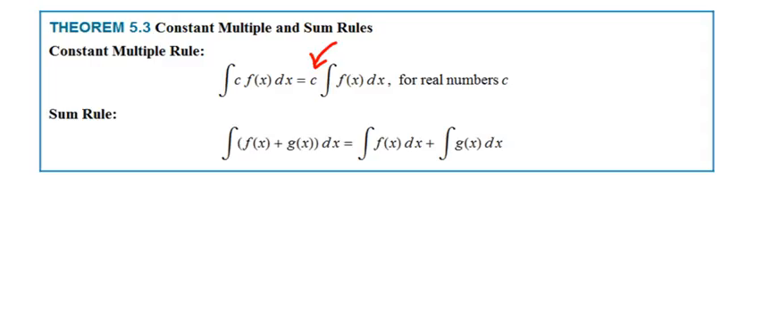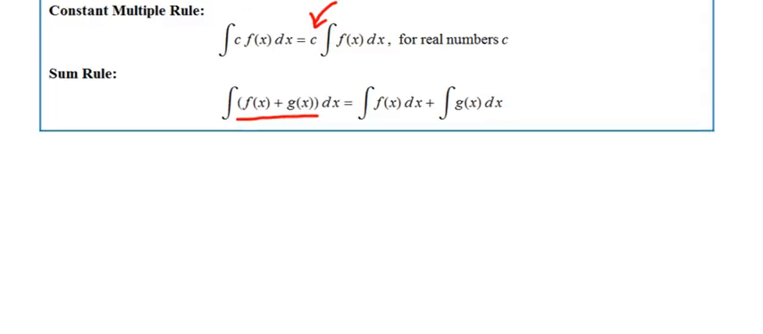The sum rule is that if we're given two different functions, adding or subtracting, we can separate them and take the integral of both functions. Same thing that we had when taking the derivatives. So now let's get into some examples. I'm going to do number 23.